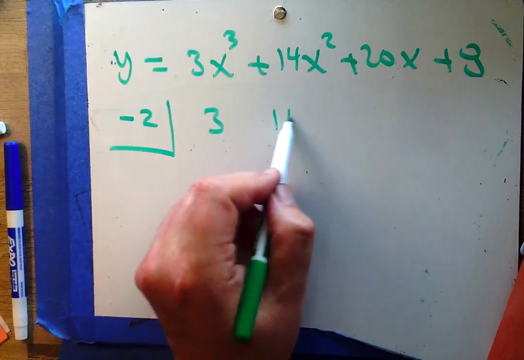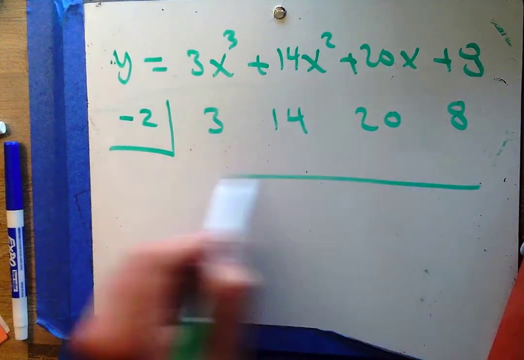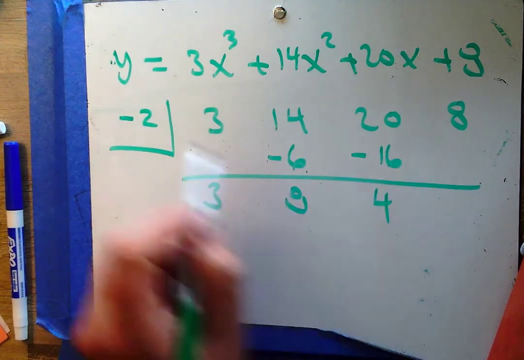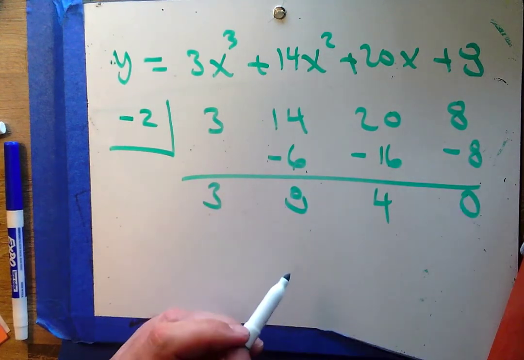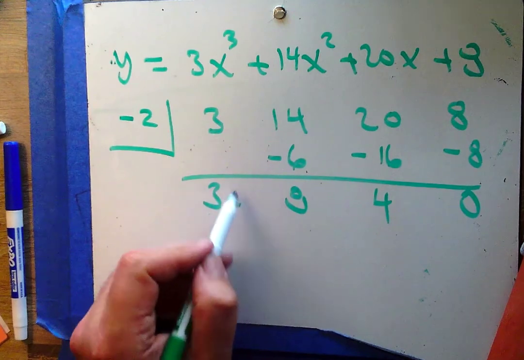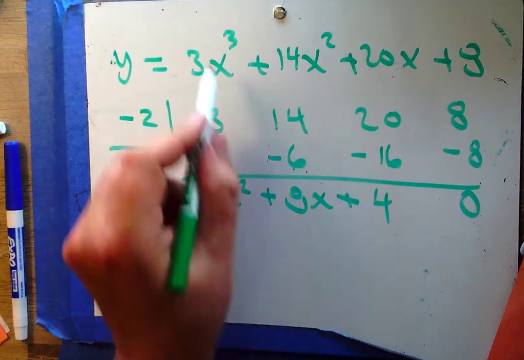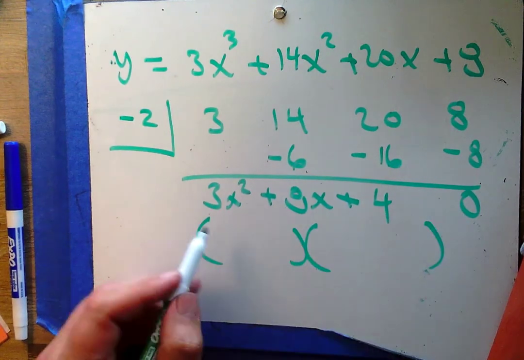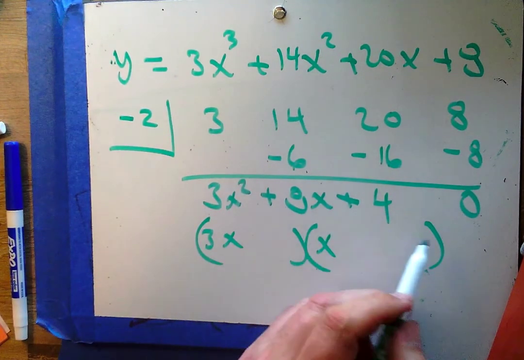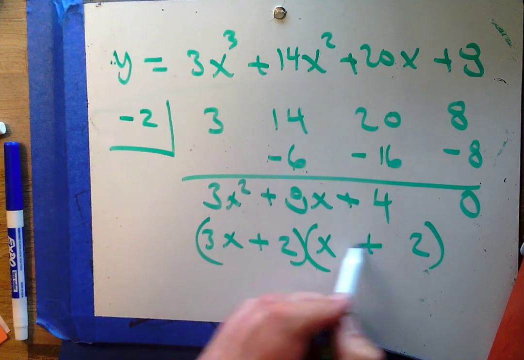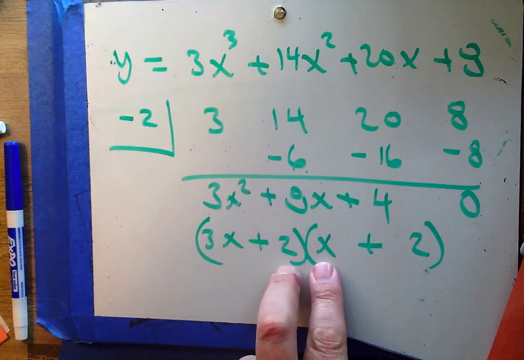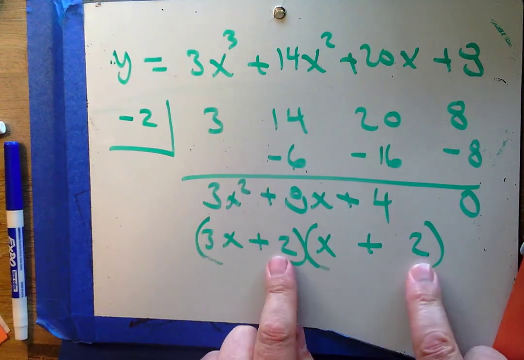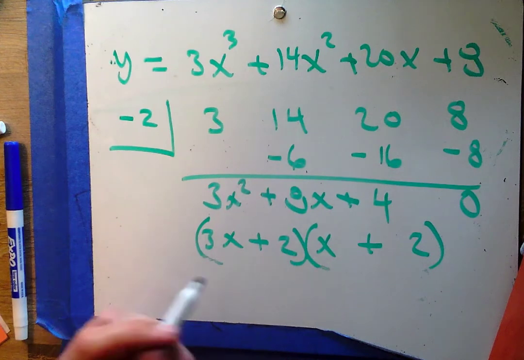So 3, 14, 20, 8, and -2: 3, -6, 8, -16, 4, -8, 0. And now I know that this is 1 degree less than the one I started with. And now I've got this quadratic, and I like to think I can factor that. 3x, x, 2, 2, plus, plus. 2x and 6x makes 8x. 3x times x is 3x squared. 2 times 2 is 4. Well, so that's all good.